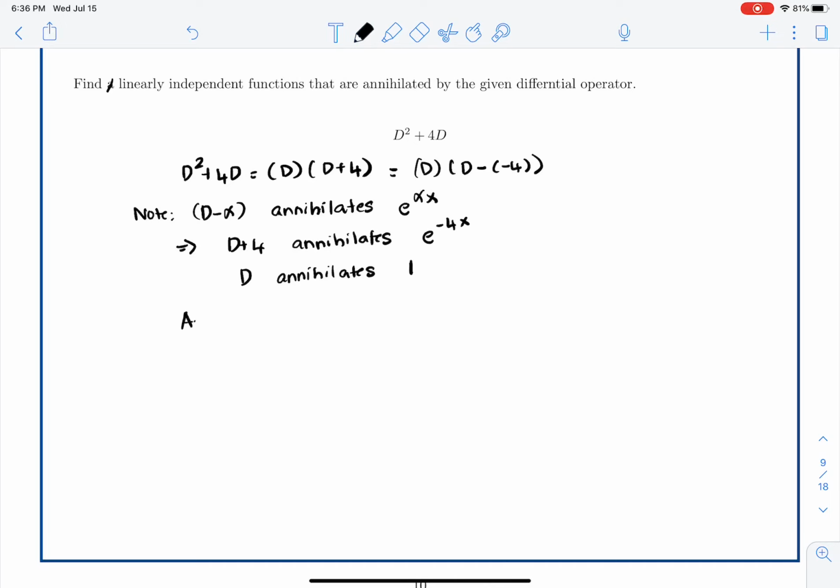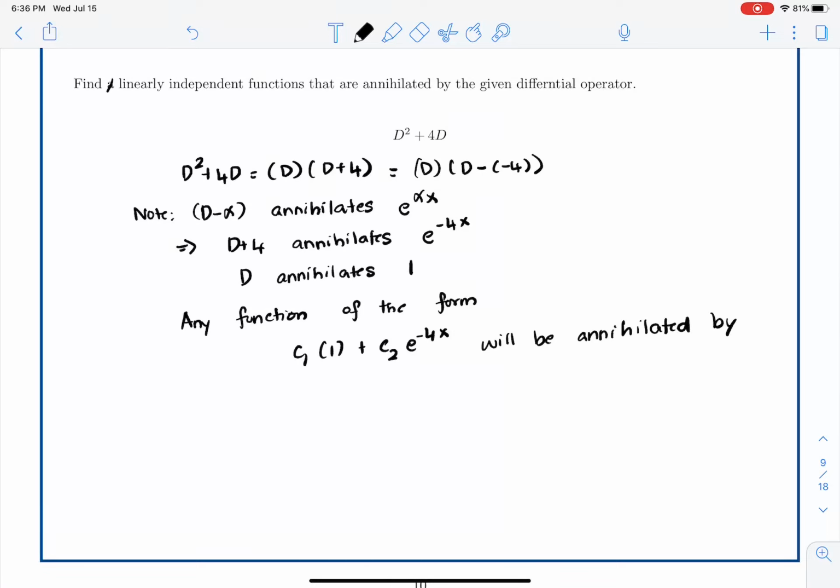So any function of the form c1 times 1 plus c2 times e raised to minus 4x will be annihilated by D squared plus 4D. It is the same as saying D times D plus 4.